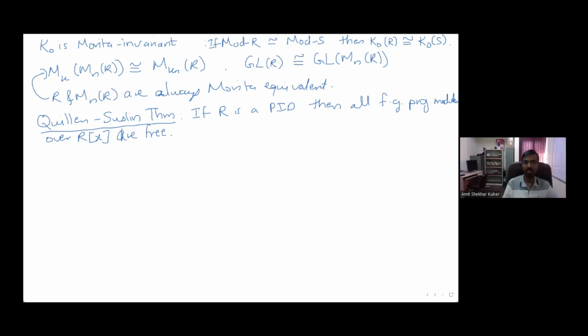Two big names are associated with this theorem, that if R is a PID, then Proj R[x] is the same. Distinguish between them, you will again get Z.